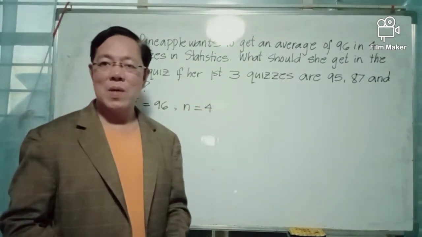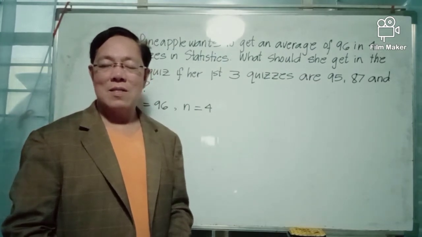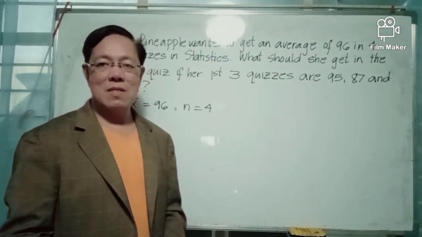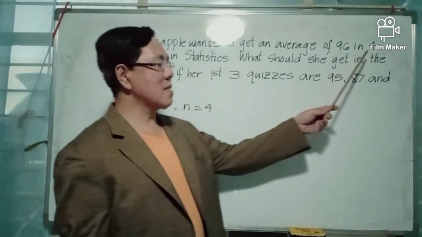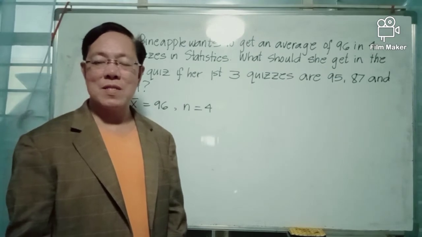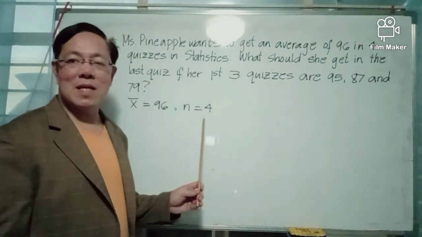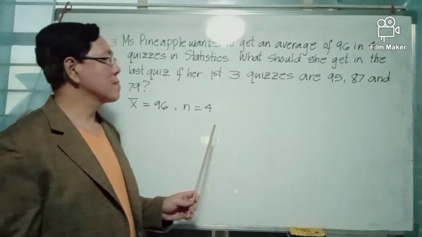Because to get the average of the quizzes, we have to add all the quizzes. And so the divisor is the number of quizzes. And the number of quizzes is 4. And in the formula for mean, the divisor is the sample size n. Thus, our n for this example is 4.